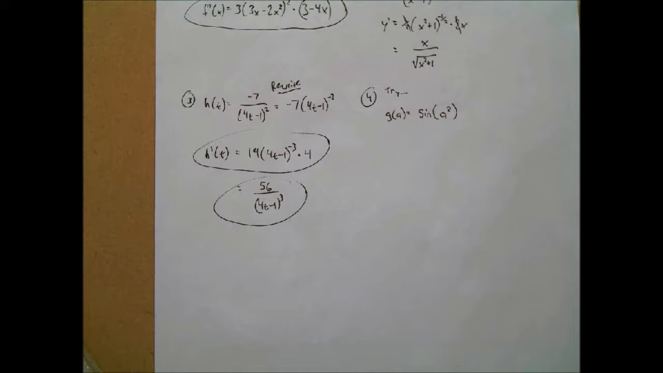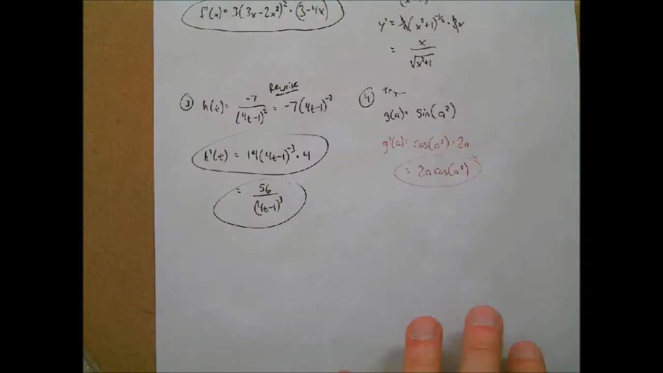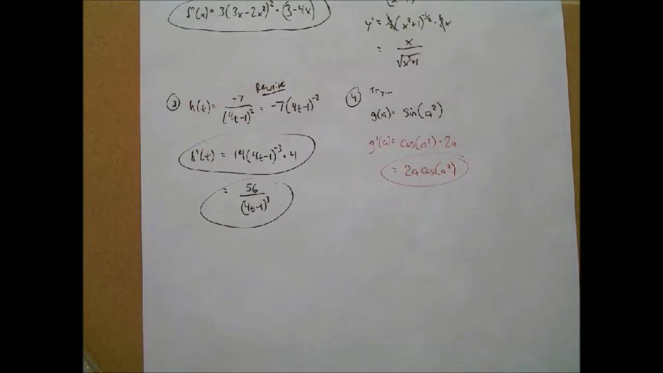What's the derivative of sine? Cosine of a squared, times 2a, and g prime right there. G prime of a equals. So you don't need the x. It's cosine of a squared. So the x is the a squared. You see what I'm saying? It's like that's what's inside the sine or cosine. Okay, so you should have gotten this: 2a cosine a squared.